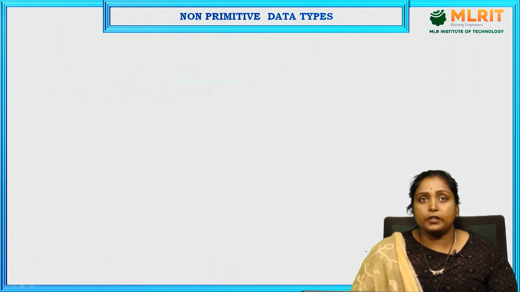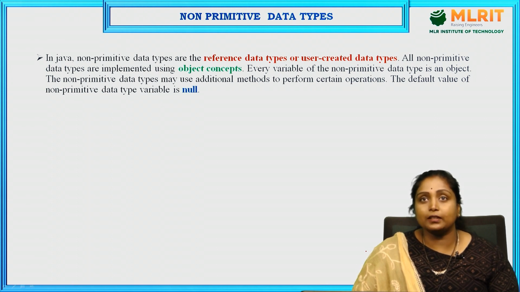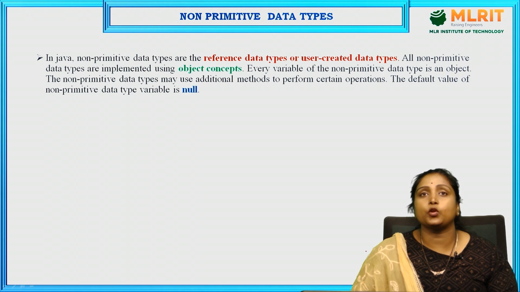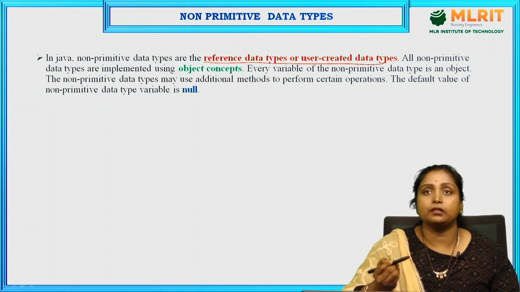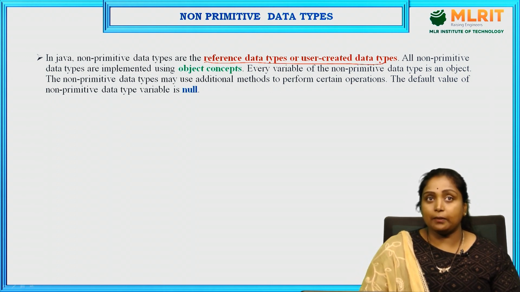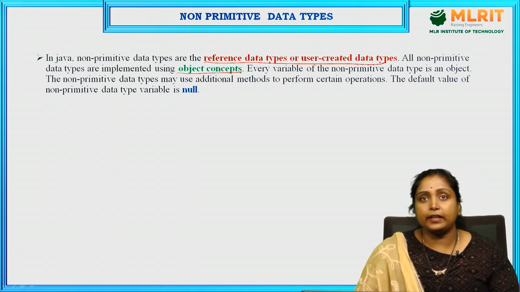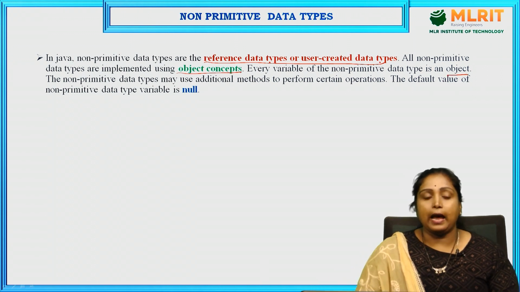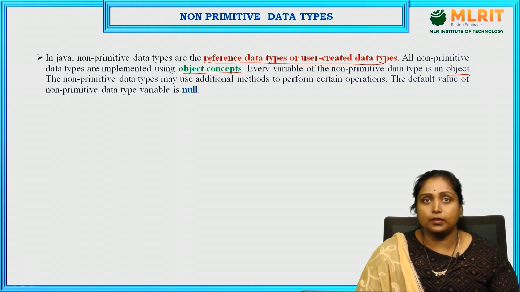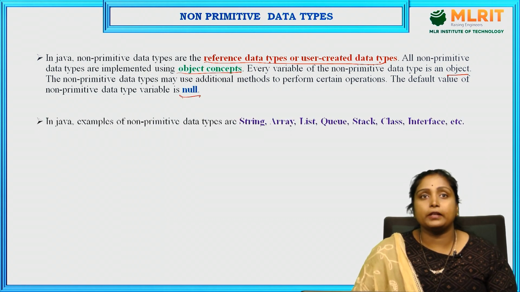Then, non-primitive data types. Non-primitive data types we also call user-defined data types, user-created data types or reference data types. All non-primitive data types are implemented using object concepts. So, every variable of a non-primitive data type is an object. And the non-primitive data types use additional methods to perform certain operations. So, what will be the default value? The default value will be null in case of non-primitive data types.